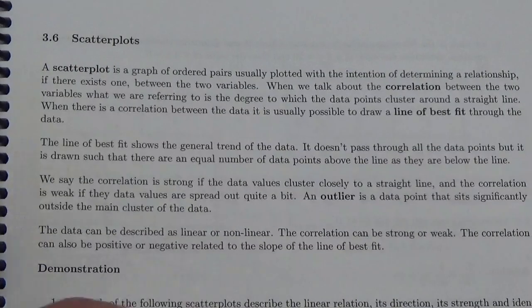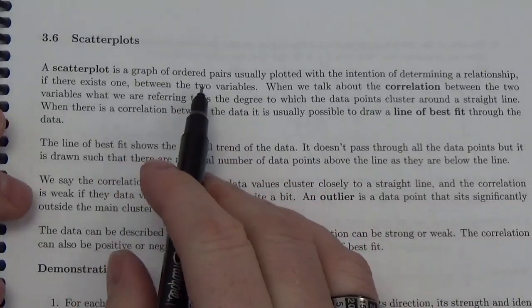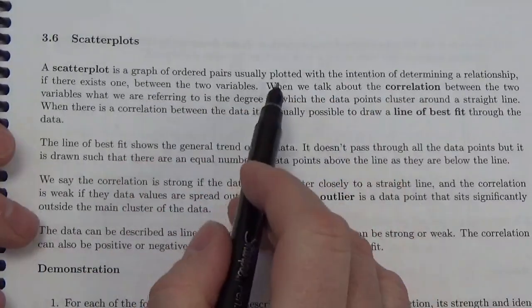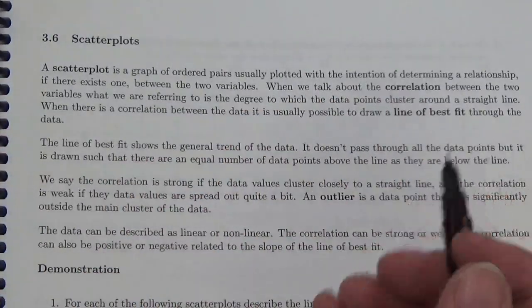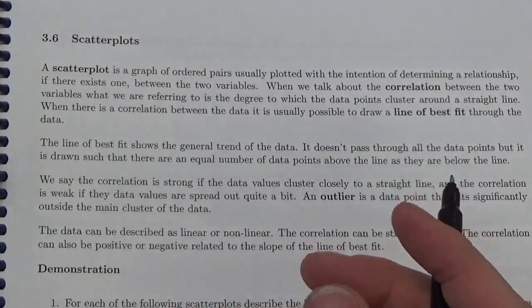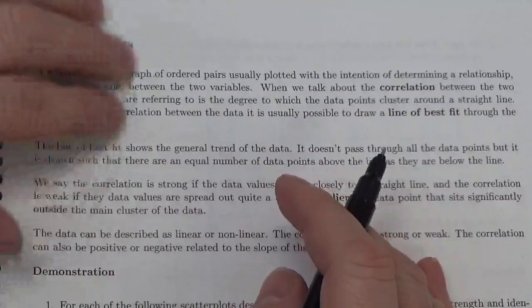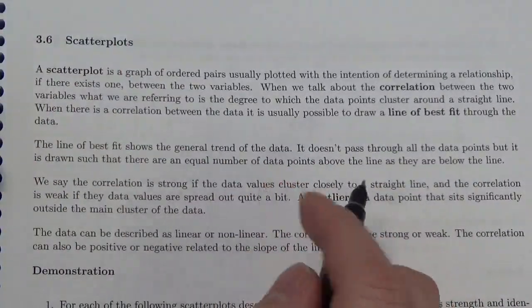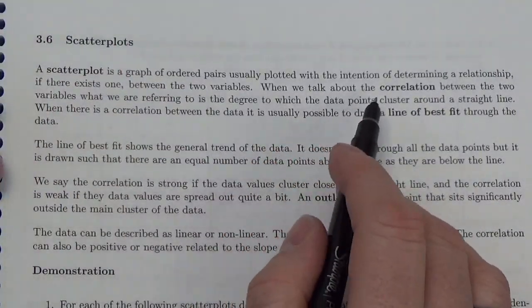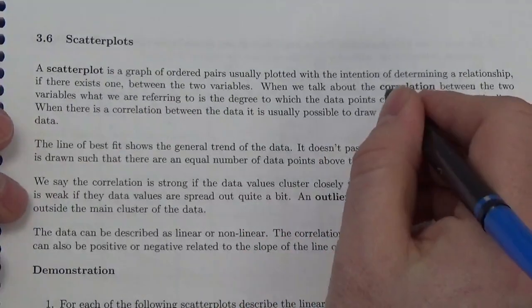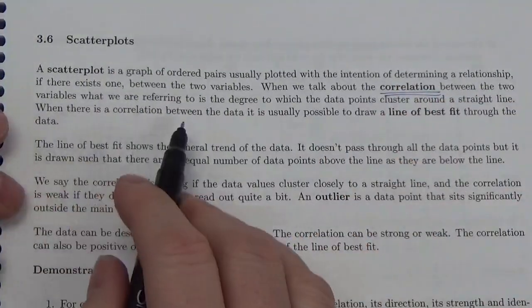Hi everybody. What we're going to do in this lesson is take a look at scatterplots. A scatterplot is usually just a bunch of ordered pairs plotted, and our goal is to try to determine what the relationship is between the two variables, between the x variable along the x-axis and the y variable. So typically, when we look at a scatterplot, we're talking about the correlation between the two variables.